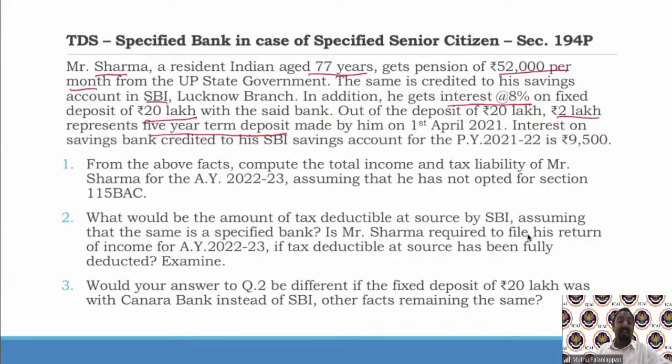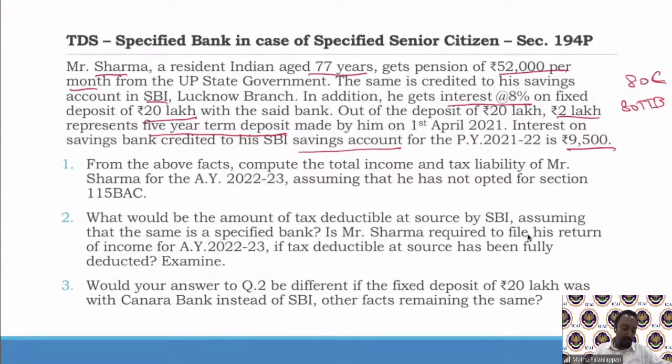It is extra information because a 5-year term deposit is eligible as a deduction under section 80C. Interest on savings bank credited to the savings account, 9,500. Confusing or additional information? It is additional information because for the savings account also you have deductions. So deductions are now applicable under section 80C and 80TTB. 80C for your 5-year term deposit, 80TTB for your interest income. So that is what you are including.